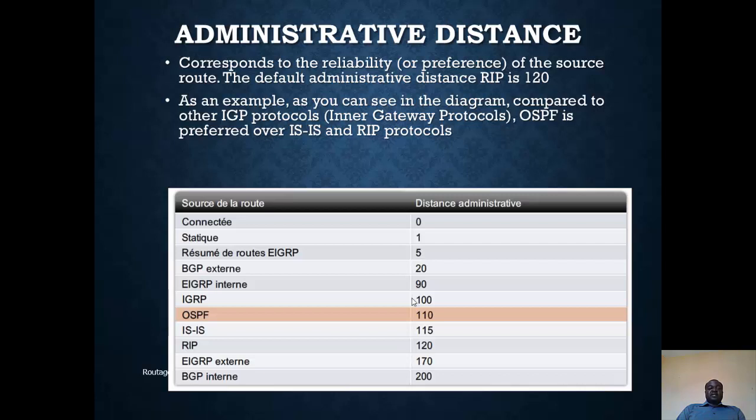Administrative distance. The administrative distance corresponds to the reliability of the route source. The default administrative distance in RIP is 120. As an example, as you can see in the diagram, it is compared to other IGP protocols, that is Interior Gateway Protocols, such as EIGRP and Open Shortest Path First. They prefer to use EIGRP and OSPF over the RIP protocol. So these are some route sources, and these are the administrative distances shown in the diagram here.